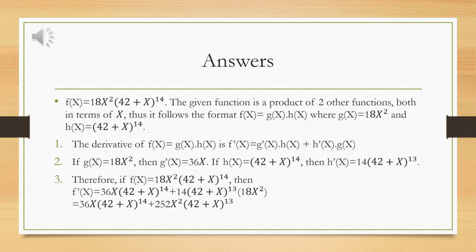F of x equals 18x squared times 42 plus x to the 14.